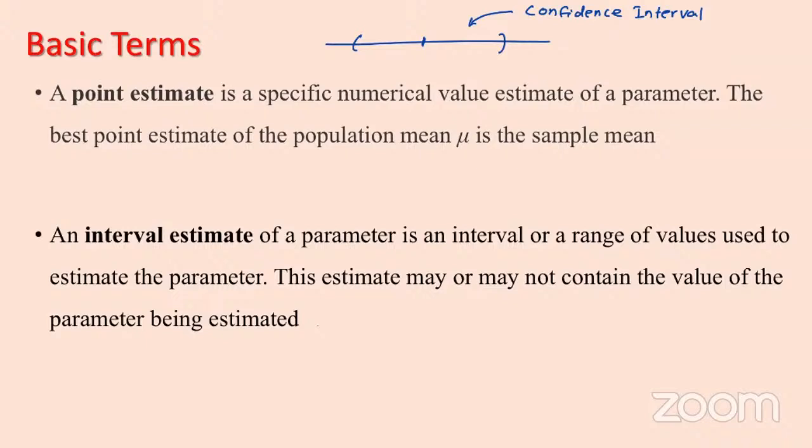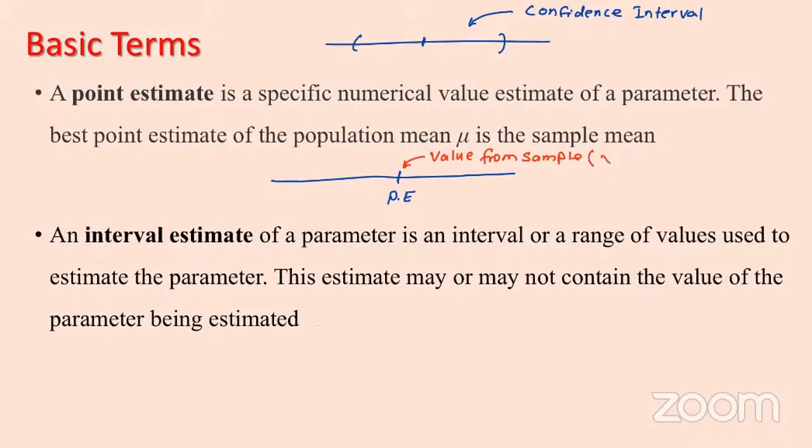The best point estimate of the population mean mu is the sample mean, and for the population proportion it is the sample proportion. So one more time, when you're constructing the confidence interval, the value that goes in the middle is called the point estimate. And this is the value from the sample.